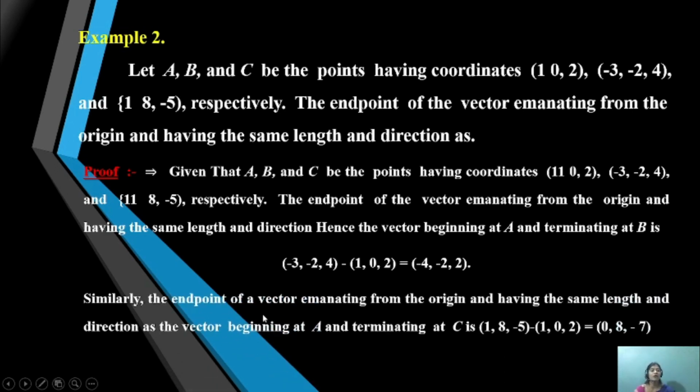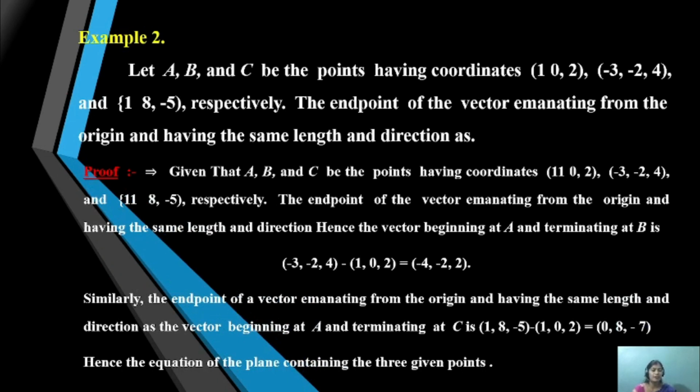Similarly, the endpoint of the vector emanating from the origin has the length and direction, as a vector beginning at the point A and terminating at the point C. The same will be given as a form. This plane will be generated by the three given points and the direction of the endpoints for terminating of the equation, and the same length as well as direction will be shown in this example.